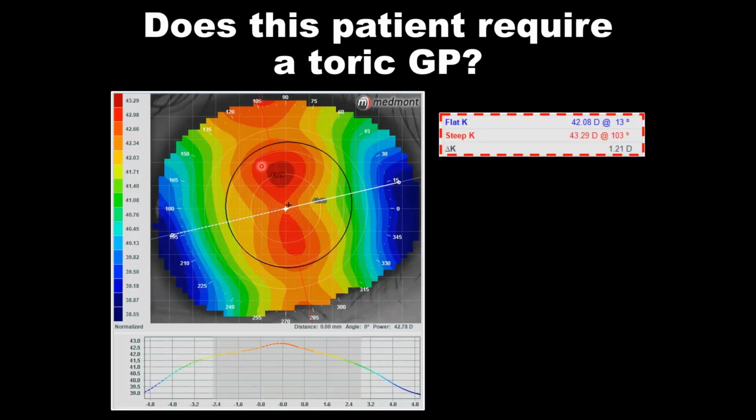Now let's switch over to another slightly normal eye. And is this a patient that would require a toric GP lens? And we might look at the corneal astigmatism, and we would say that this eye has a very regular, very low amount of corneal cylinder. So would this patient require a toric rigid lens? And based on corneal cylinder, that's about 0.25 millimeters of corneal astigmatism. 1¼ diopters is almost nothing.